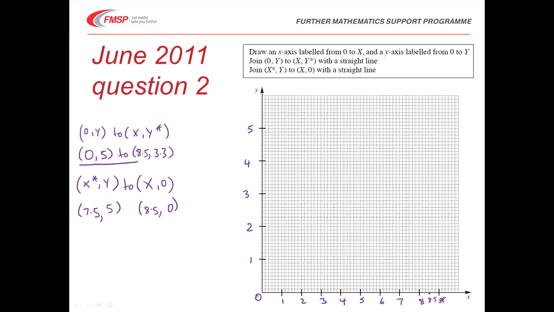So there we go. Oh, I've missed out a y, 5. So I need to join 0.5 to 8.5, 3.3. And of course I would, if I had a ruler available to me in the exam, be very careful to do this with a ruler. Forgive me doing it freehand for now. I'm just going to label that point so they know what it was. 8.5, 3.3.